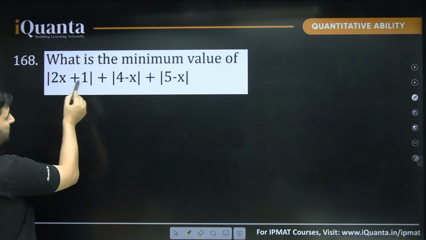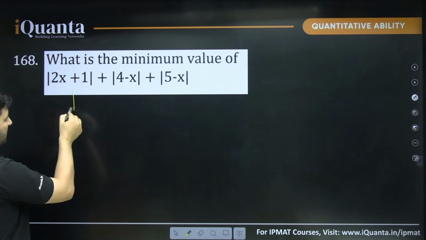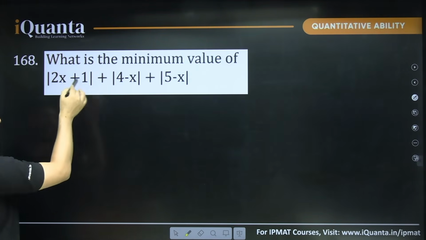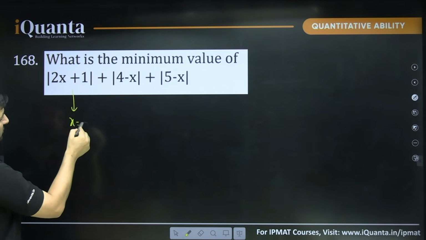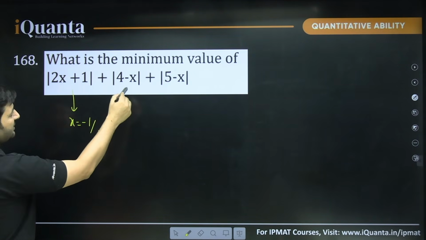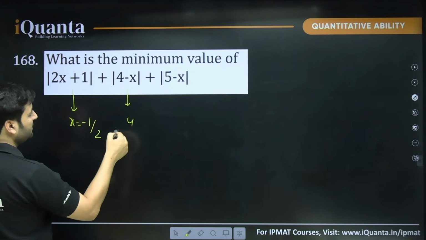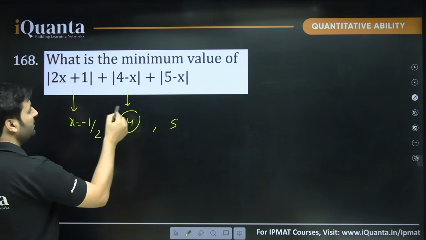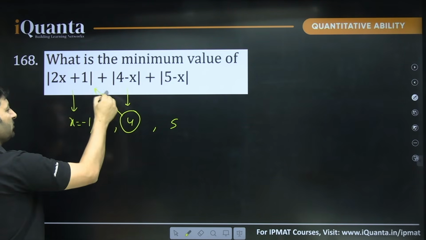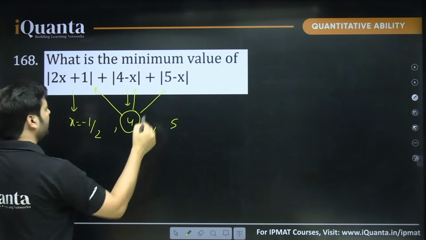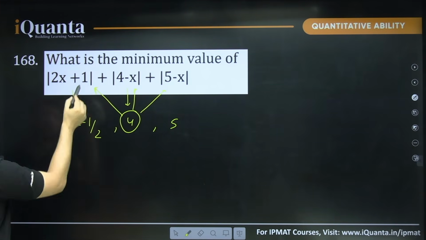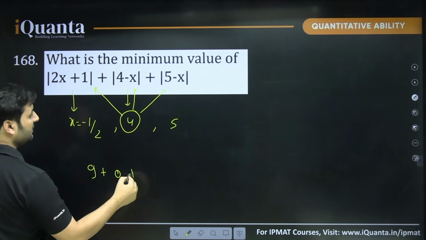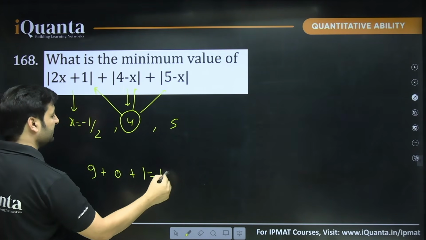So what's the critical point of this modulus? The critical point is the value at which the value inside the modulus becomes 0. This becomes 0 at x equal to minus half. Then this one becomes 0 at x equal to 4, and this becomes 0 at x equal to 5. So what is the median critical point over here? That is 4. So push it back into the modulus, and whatever value you get will be the minimum, okay? So 2 into 4 plus 1, that means 9, plus 4 minus 4 is 0, plus 5 minus 4 is 1, that means 10. 10 is the answer, okay?